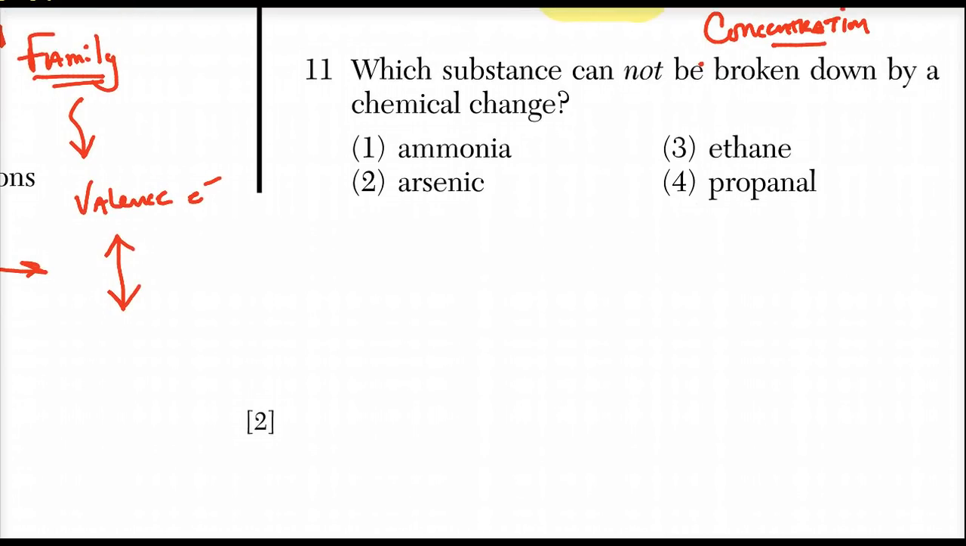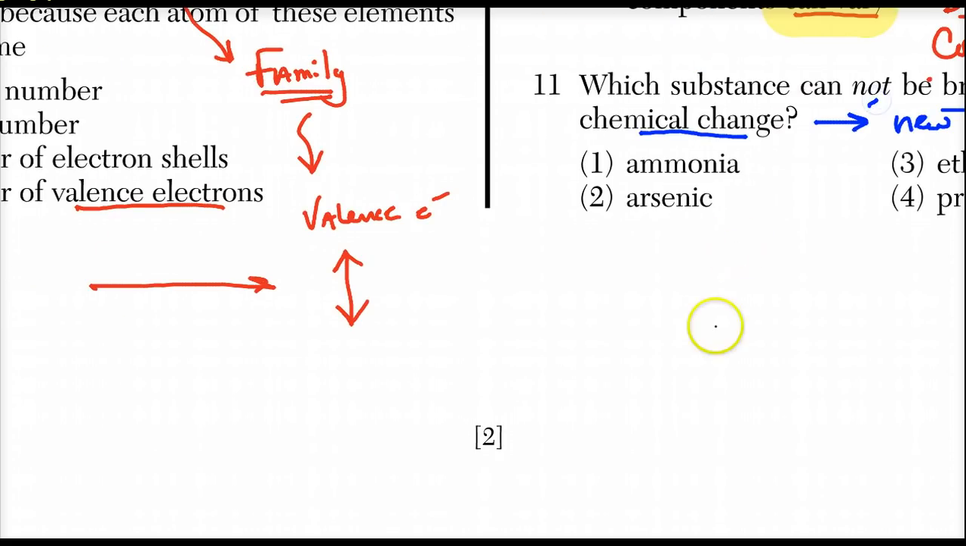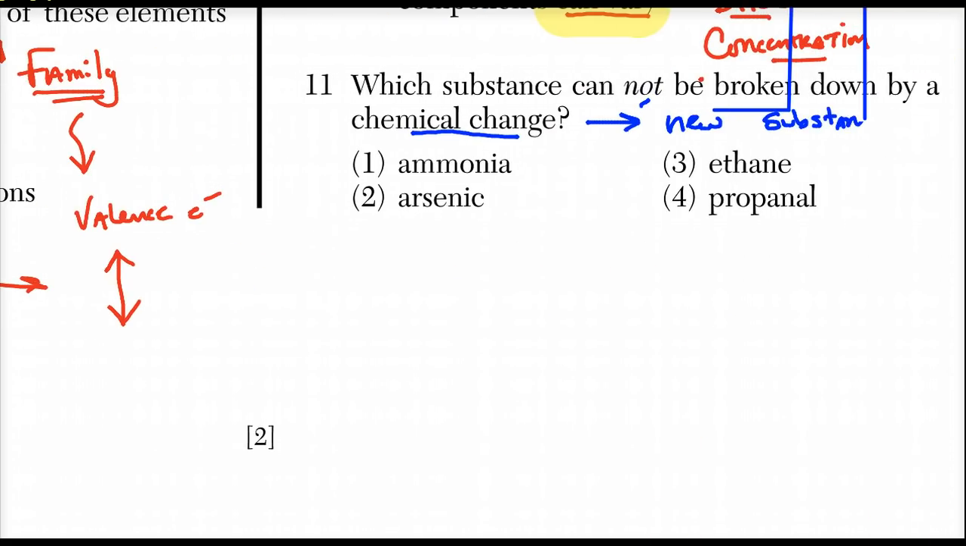Number 11. Classic problem. If you've been reviewing these regions, this is one you should not be getting wrong anymore. Which substance cannot be broken down by a chemical change? Chemical change means you're making a new substance by breaking bonds. So you create a new substance by breaking bonds.